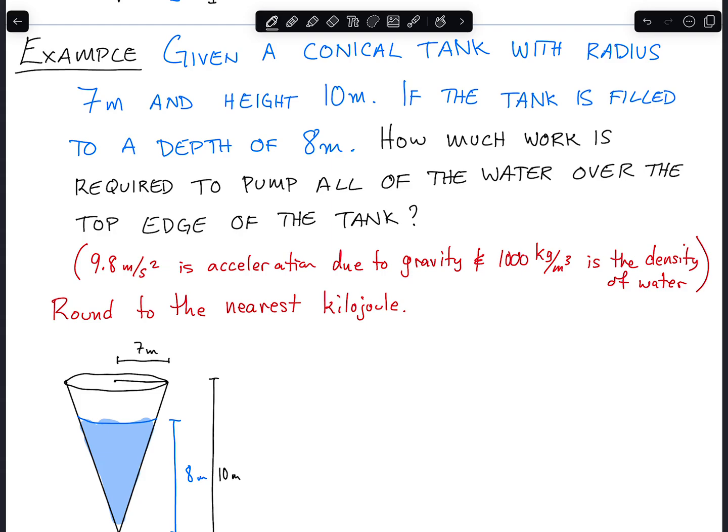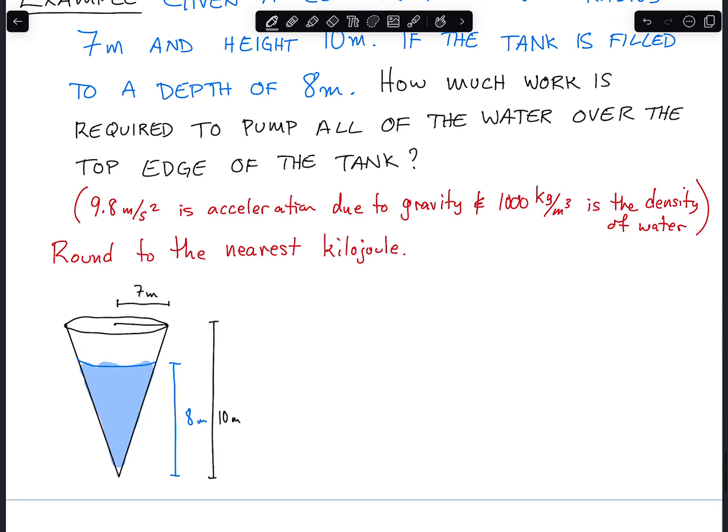So what we're going to do is pump water out of a tank. We have the acceleration due to gravity, we have the density of water, we have all of our diagram labeled with the radius being 7 meters, the height being 10 meters, and the depth being 8 meters. So what we need to do is figure out a couple of things.